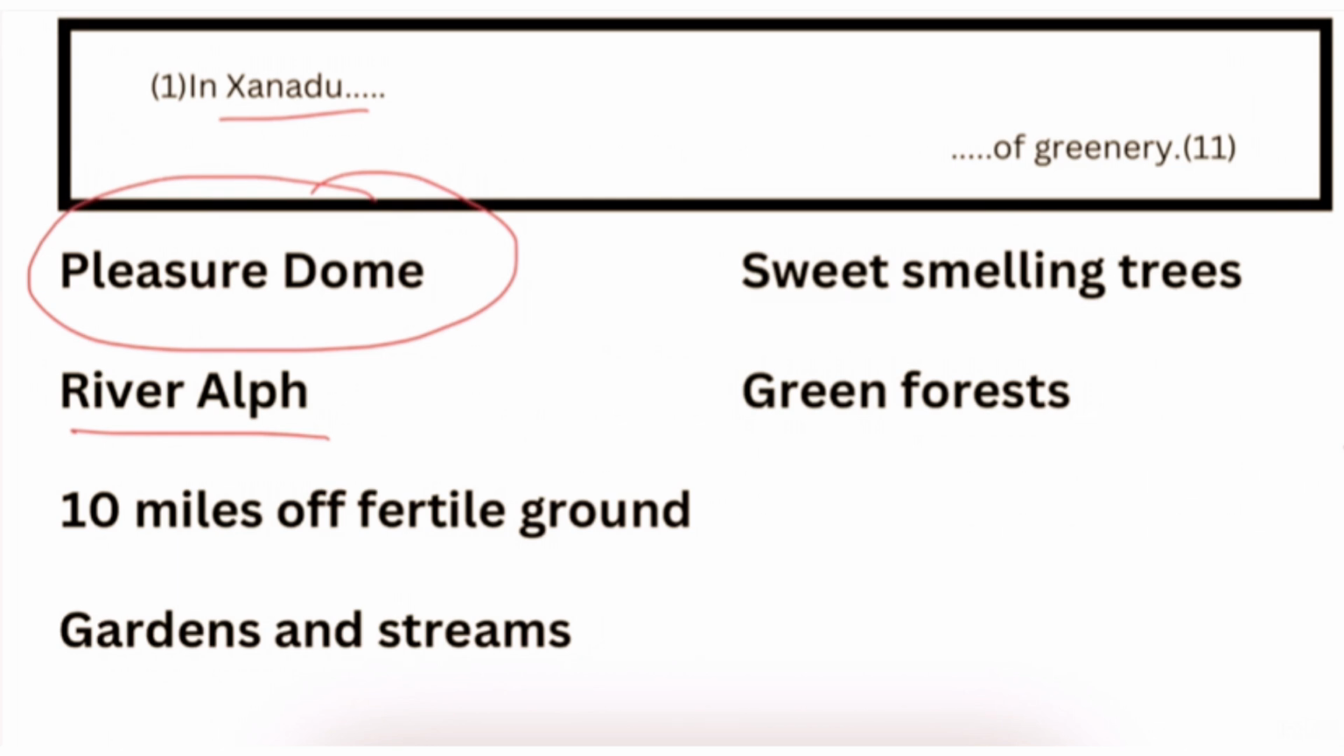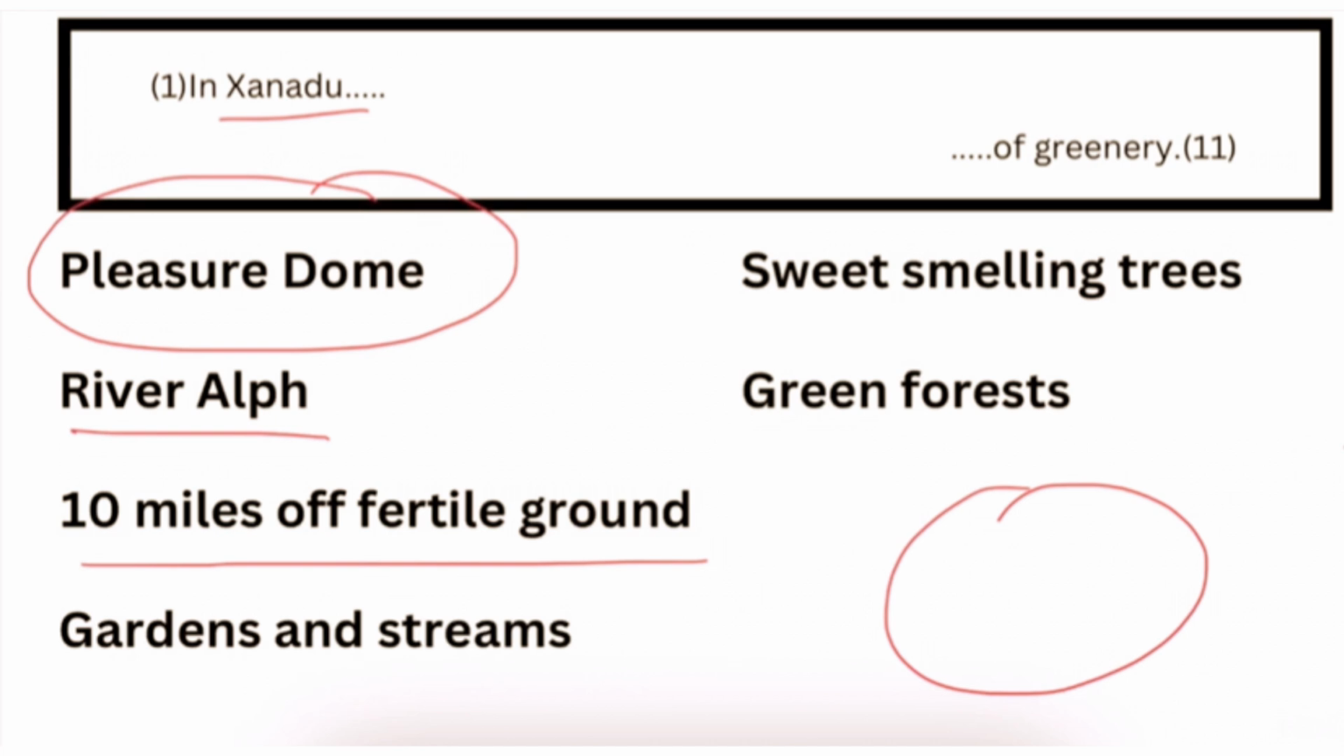And where this dome is to be constructed, 10 miles of fertile land is enclosed, and in that very enclosure there are a lot of gardens and streams. There are also sweet smelling trees in that enclosed area, and even around that enclosed area there are green forests on which the sunlight hits beautifully, and a beautiful imagery is created.